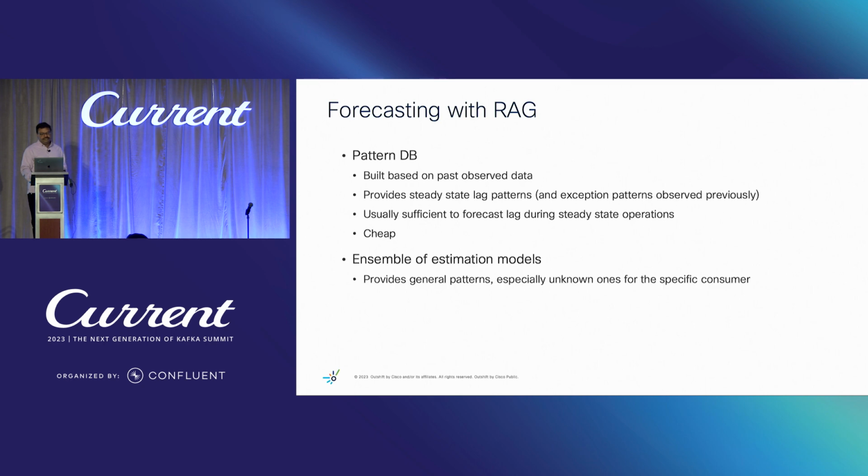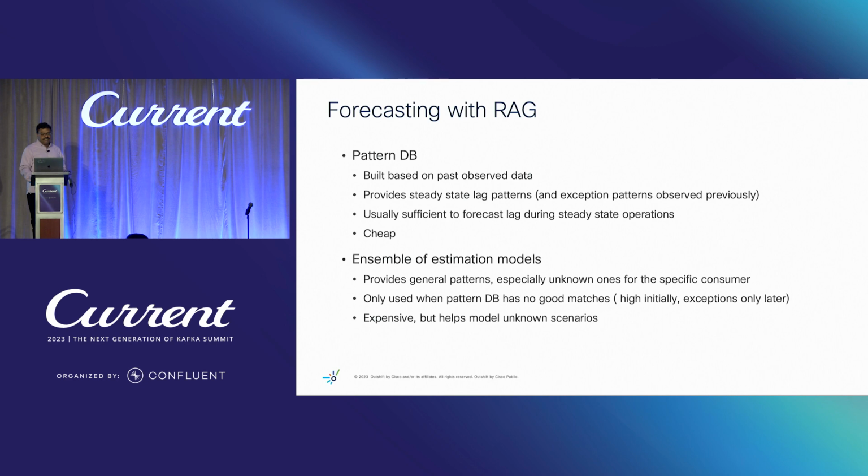The ensemble of estimation models provides general patterns, especially those that are unknown so far for a given Kafka topic or given Kafka consumer. And it is only used when the pattern database doesn't have good matches. So if the database doesn't have good matches for a specific consumer, I'm going to go to the models to give me an estimation of what the lag could look like. It is expensive, but helps to model unknown scenarios.